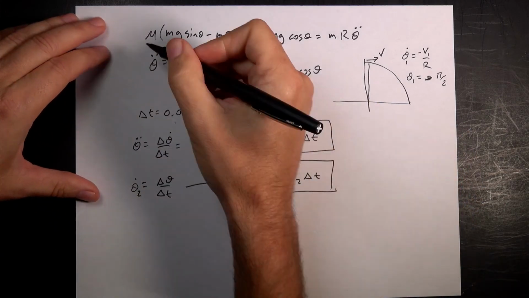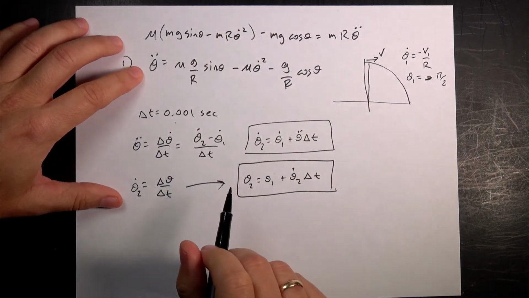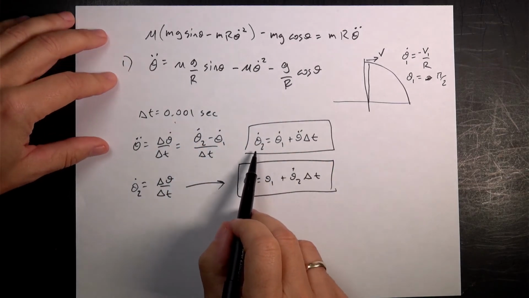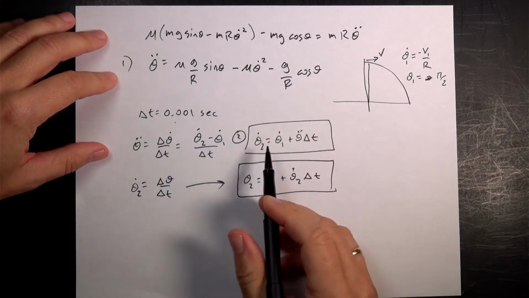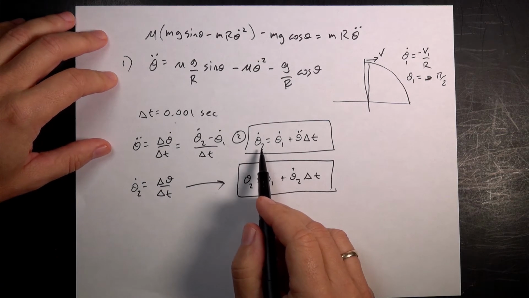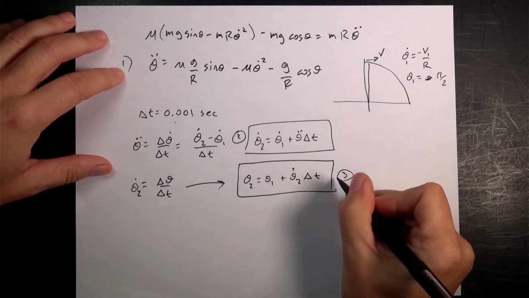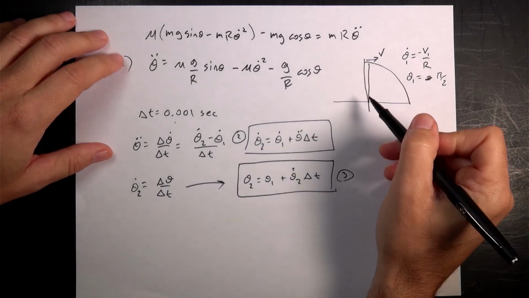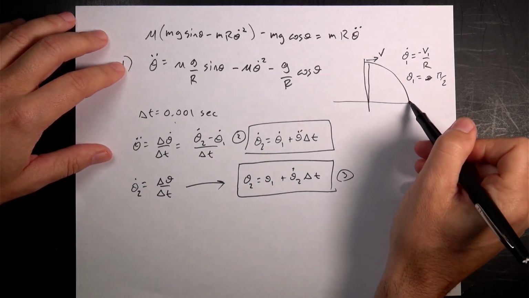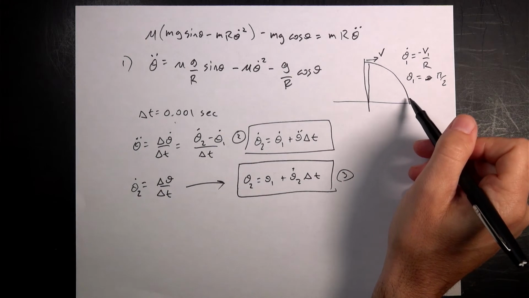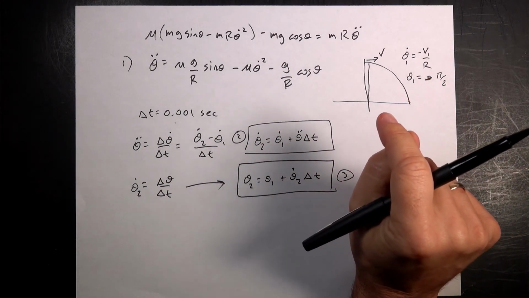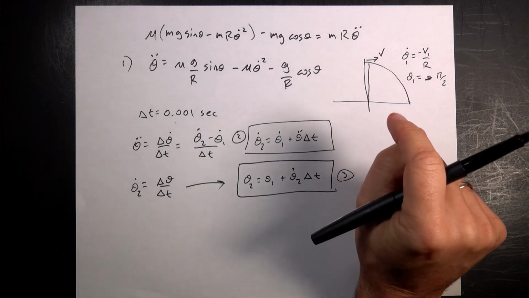So here's the plan. 1, calculate theta double dot, because I know all these values to start off with. 2, calculate theta 2 dot at the end of the time interval. And then 3, calculate theta at the end of the time interval. Now I just do it for the next time interval, and I can keep doing this process until I get down here to theta is equal to 0. And so we're going to do that, assuming that it stays on the surface the whole time, which it doesn't.